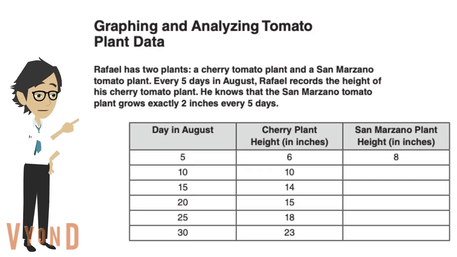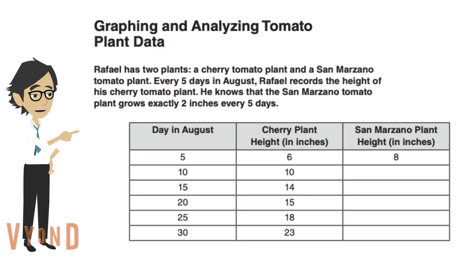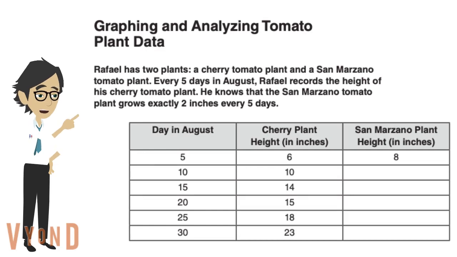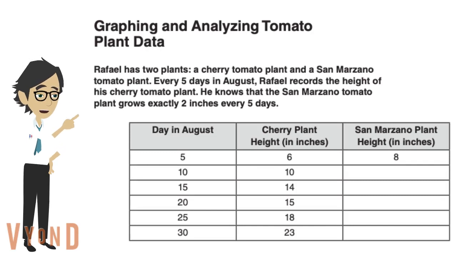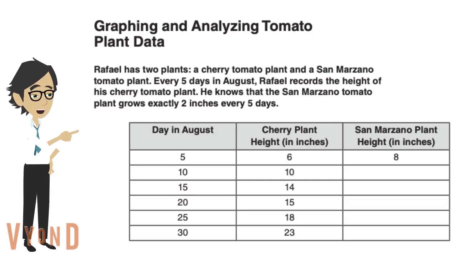Raphael has two plants, a cherry tomato plant and a San Marzano tomato plant. Every 5 days in August, Raphael records the height of his cherry tomato plant. He knows that the San Marzano tomato plant grows exactly 2 inches every 5 days.